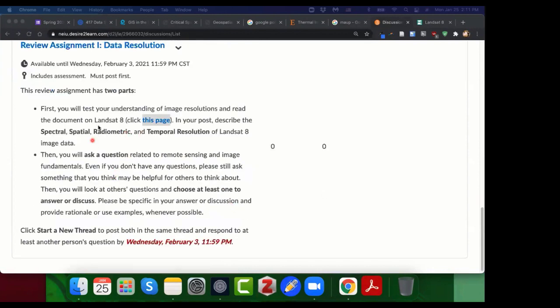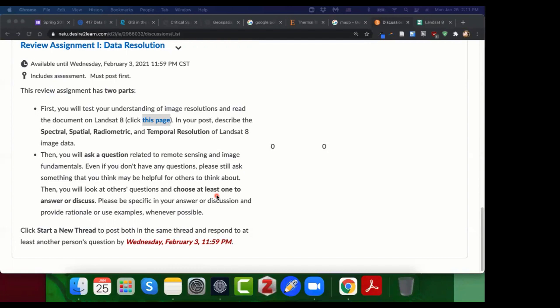In addition to the spectral, spatial, radiometric, and temporal resolution of Landsat 8 from this page, I also want you to ask a question related to what we covered so far. That's how the discussion assignments work. You will have to respond to at least one other person's question, not just to say yes or no, but to a level that hopefully generates some additional thoughts.